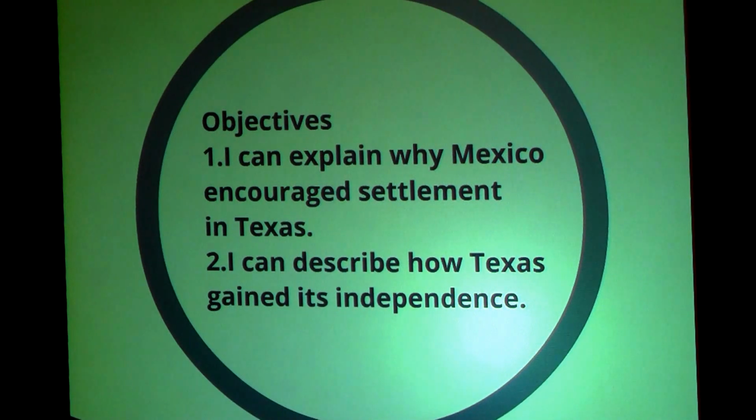This concludes our preview of Section 3, the War with Mexico.